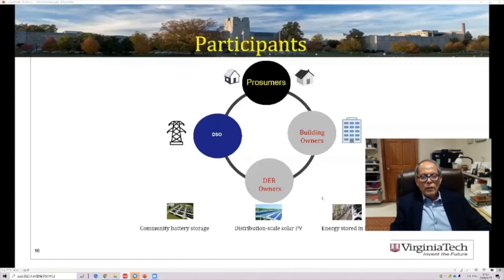Other three parties are building owners, DER owner. DER means distributed energy resource, people who have a solar PV field, for example. And then finally, DSO, distribution system operator, who is the power company utility keeping everybody connected. Next page, please.